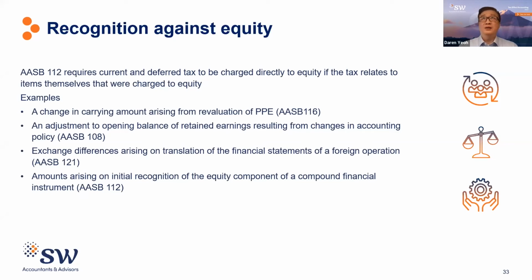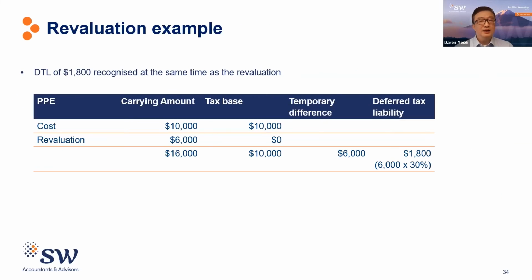And two common ones which I also see include when you apply hedge accounting, or you are accounting for defined benefit plans. So let's look at an example to clarify that adjustment. And let's look at a situation where you revalue an asset. So let's say you have a plant.